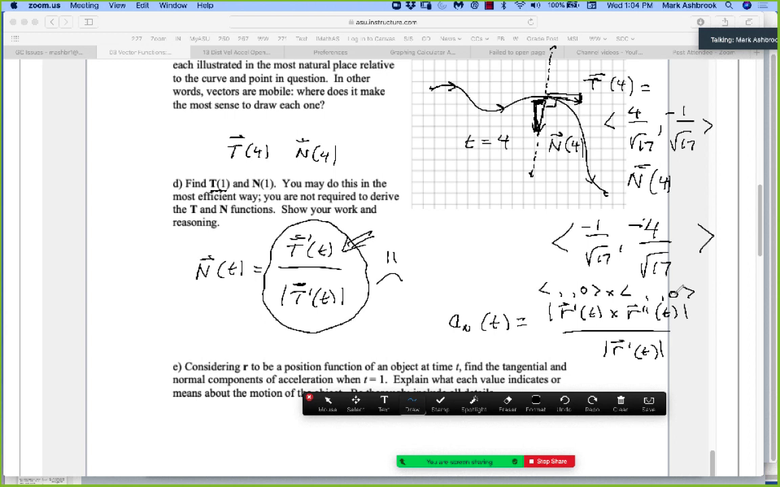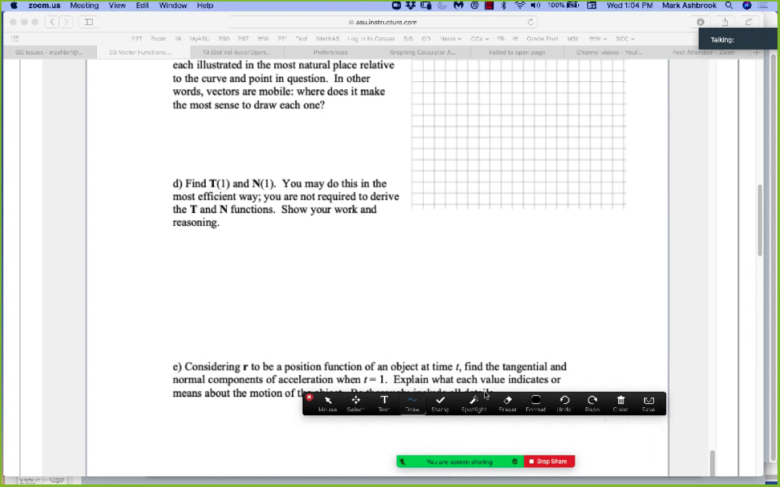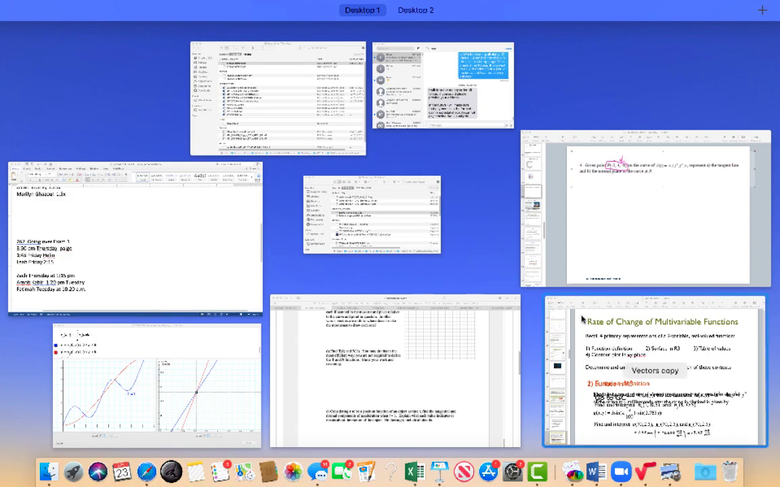Okay, so any comments or questions about this advice on this part of the assignment? Okay, so let's press on. We're talking about multivariable functions. And so let's go back here.